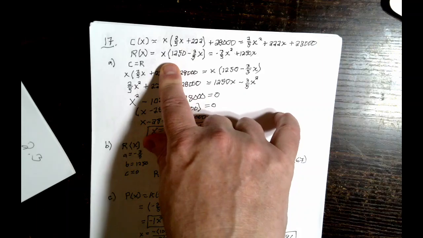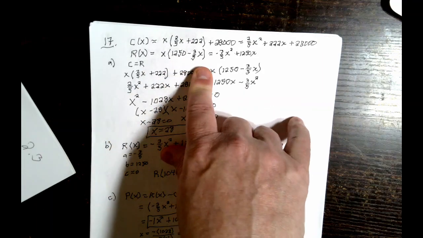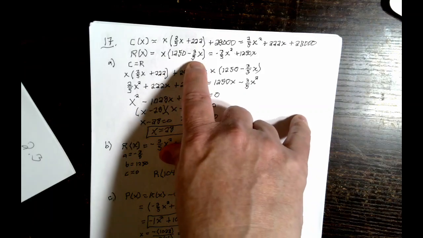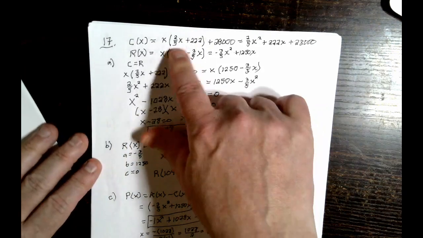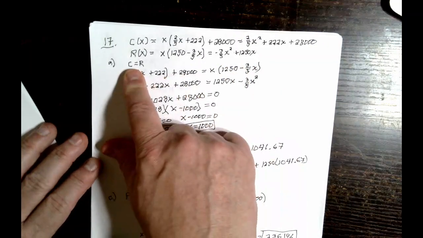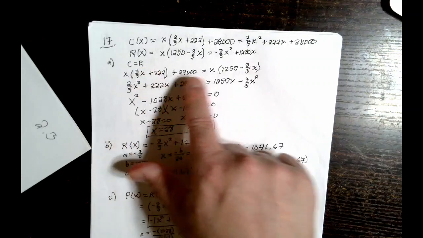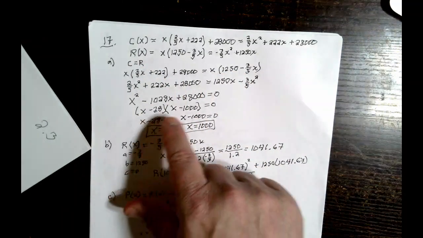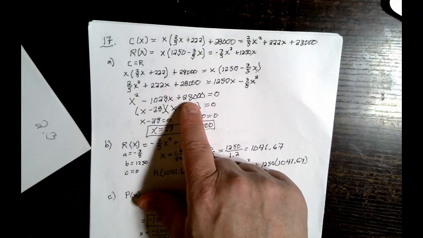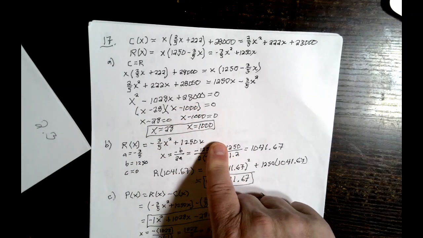Revenue is the selling price times x. Well, they give you the selling price in the question as this right here, this item in the parentheses. Now distribute everything, write it in descending order. Okay, so now they want you to find the break-even point, so you set cost equal to revenue. I threw everything to one side, and luckily it factored, and I got 28 and 1,000.